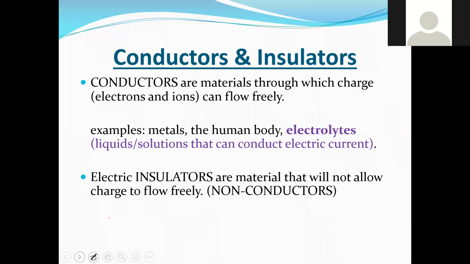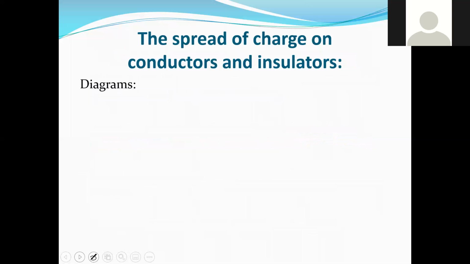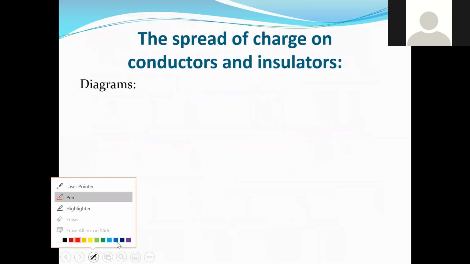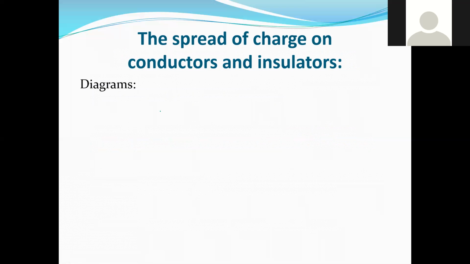Examples of insulators would be something like wood or plastic, materials that will not allow charge to flow freely. Next, I want us to look at how the charge is distributed over a conductor or an insulator. Insulators: plastic, rubber, elastic, wood, glass, those are insulators. Okay, so I want us to draw diagrams to show the spread of charge on conductors and the spread of charge on insulators. So let's go for conductors first.